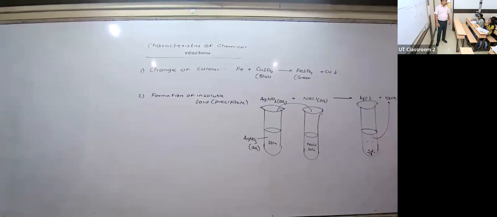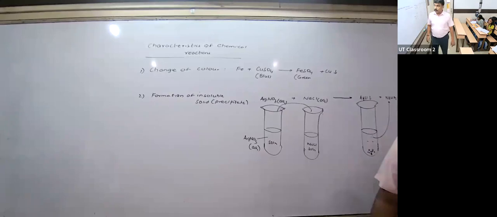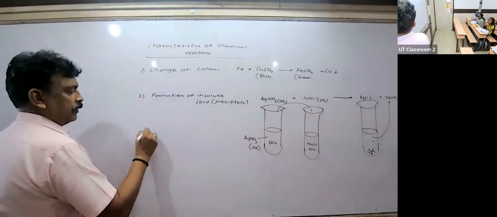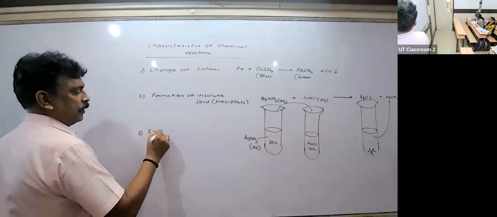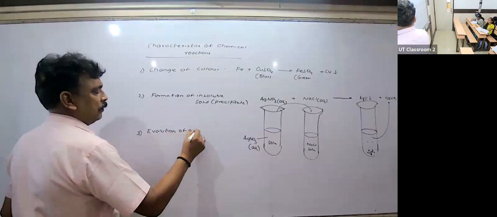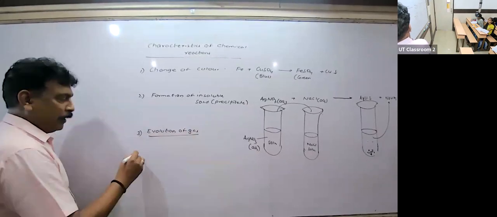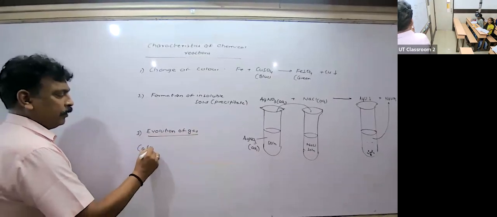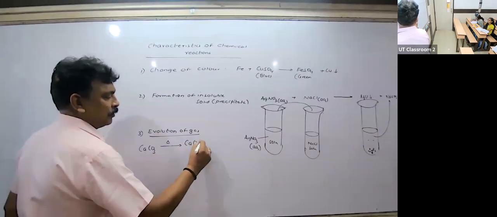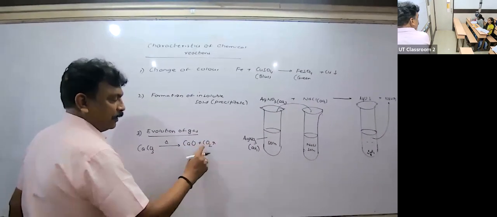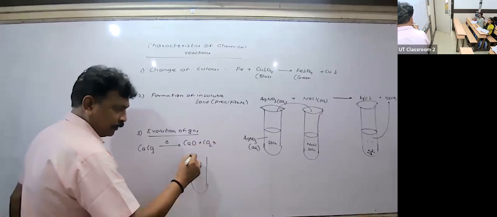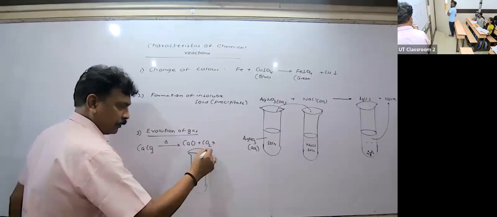Third is evolution of gas. We have already seen evolution of gas. For example, carbon dioxide gets evolved. You can take calcium carbonate, and we have already done this reaction. You heat it. What will you get? Calcium oxide and carbon dioxide. This carbon dioxide, what do you do? Take this test tube in which carbon dioxide is coming out.